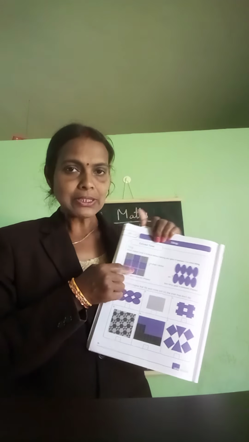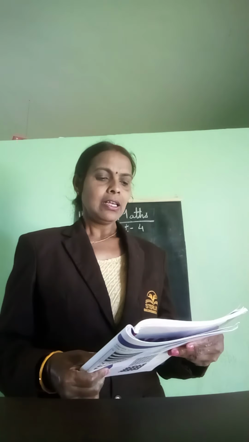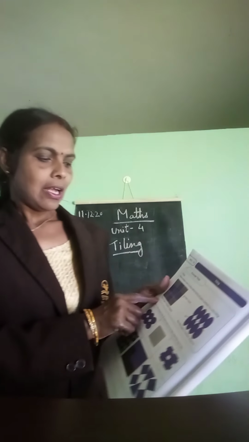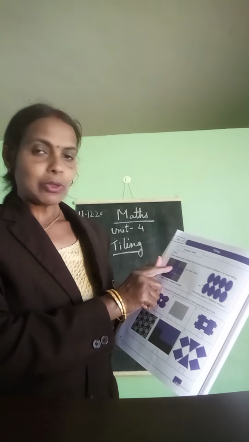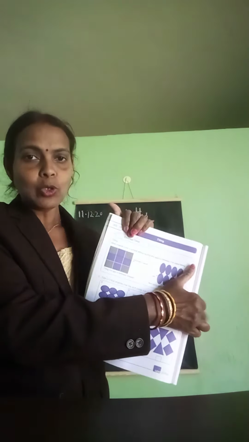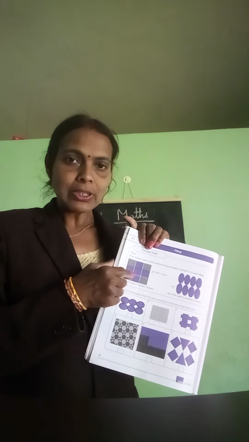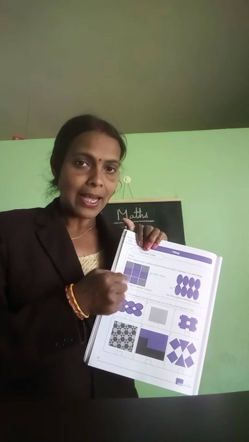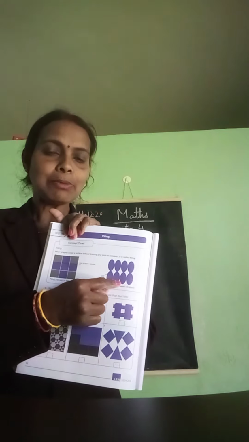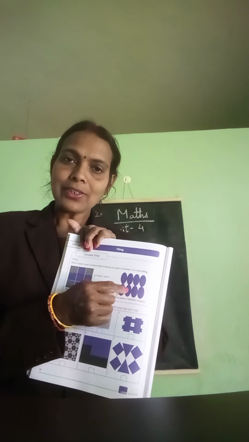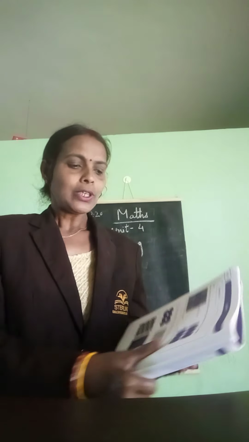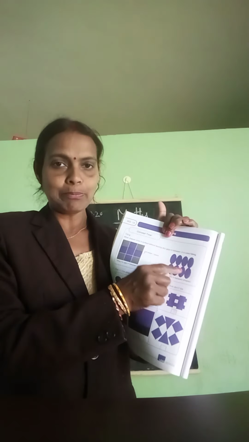Now see this picture. Can you see this picture? Here what can we see? Here one square is there. It is tiling. Between the tiles there is no gap. So this is tiling. Here if you see the next picture, what do you see? Here there is a gap. So it is not tiling. No tiling, because there is a gap over here.